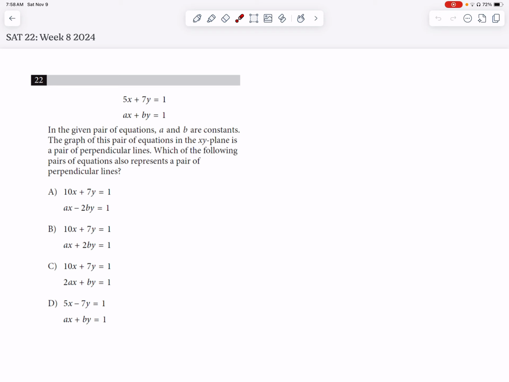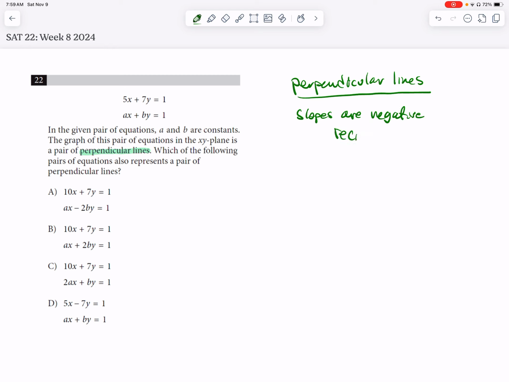This is from algebra, and it has to do with slopes. We're talking about perpendicular lines, and there is a very peculiar thing that happens with the slopes of perpendicular lines, and that is that they are negative reciprocals. Let me write this down. Perpendicular lines: their slopes are negative reciprocals, or you may have learned it as opposite reciprocals. Slopes are negative reciprocals.